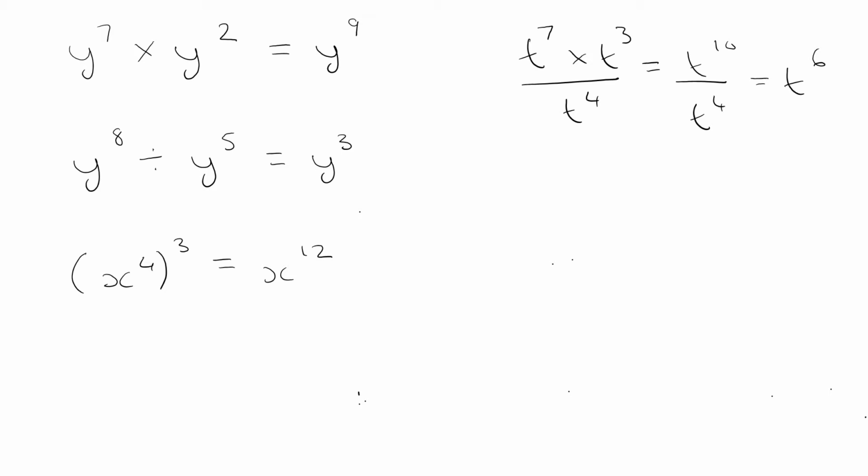Some of the things to remember, you just need to remember that any number or letter to the power 0 is always 1. So for example, a to the power 0 is 1. 123 to the power 0, the answer is 1.